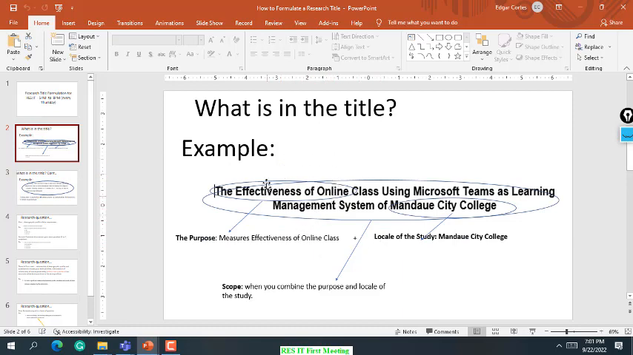I group this one to come up with what is in the title, no? For example, in the main title of the study, it should have a purpose and a locale of the study, and when you join the purpose and the locale of the study, it will combine as the purpose and the locale of the study. So this one is an example.